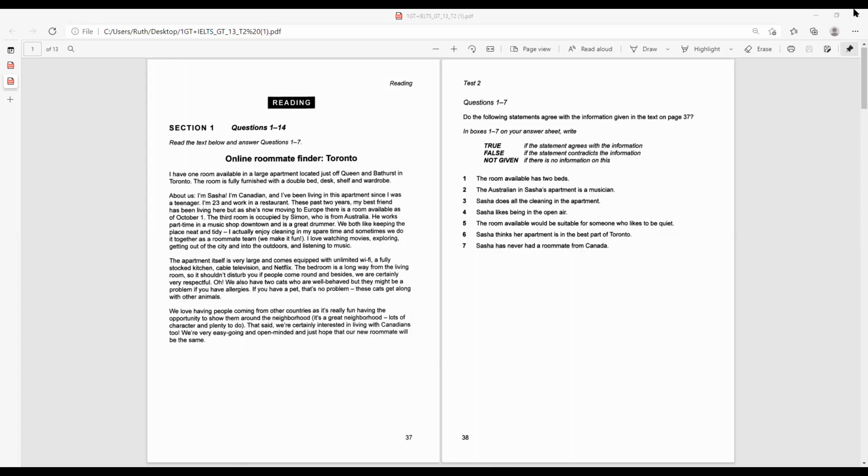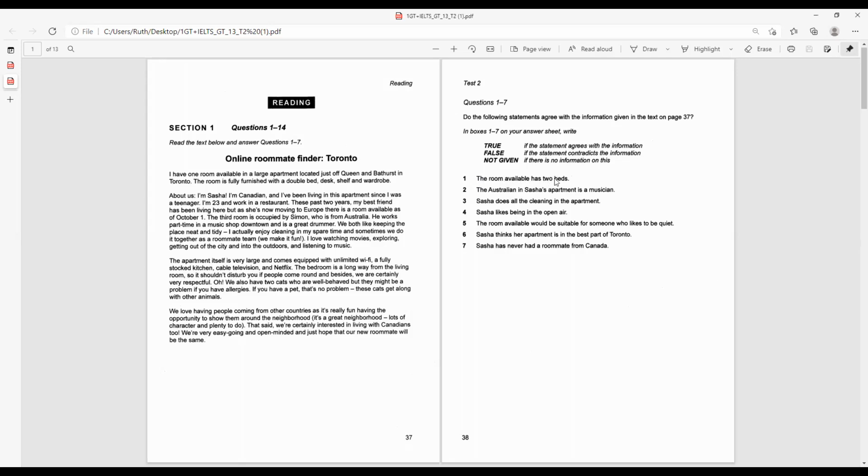So what do we do for the strategy? We read the first sentence. The room available has 2 beds, and we underline our keywords. Room, 2 beds is our keywords. So the room would be something like accommodation. Available, the accommodation for rent or something. 2 beds would be 2 bedrooms. That's what I mean. 2 bedrooms is what it means, right?